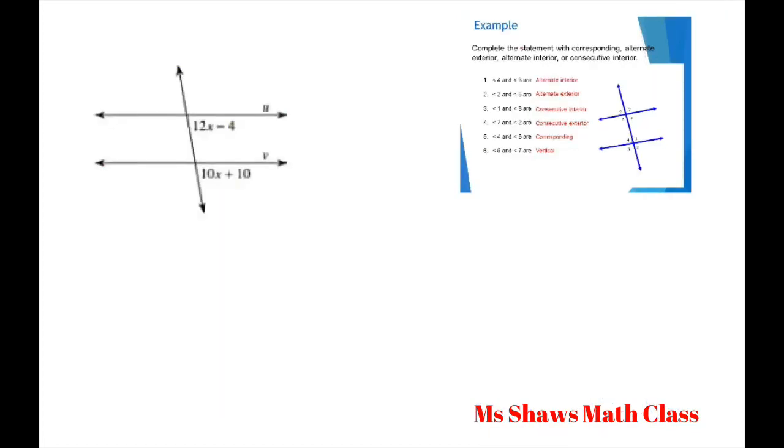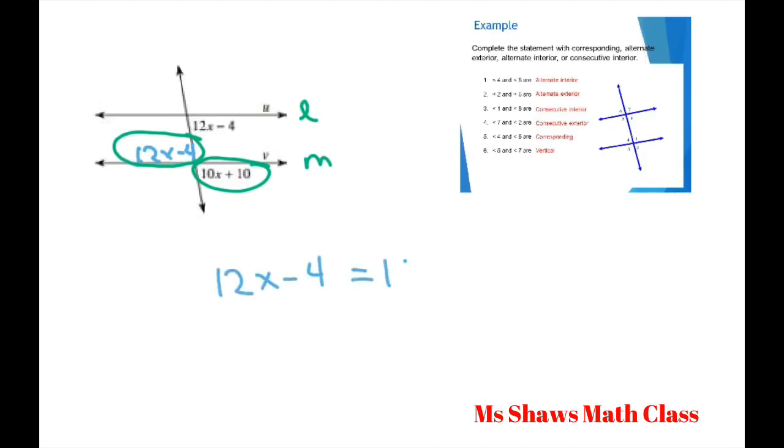Now this one, we're going to do the same thing. We're going to make alternate interior angles. So this would be 12x minus 4. For these two lines, it's given that these two lines are parallel. So this should equal this. Alternate interior angles should be congruent. So we have 12x minus 4 should equal 10x plus 10.